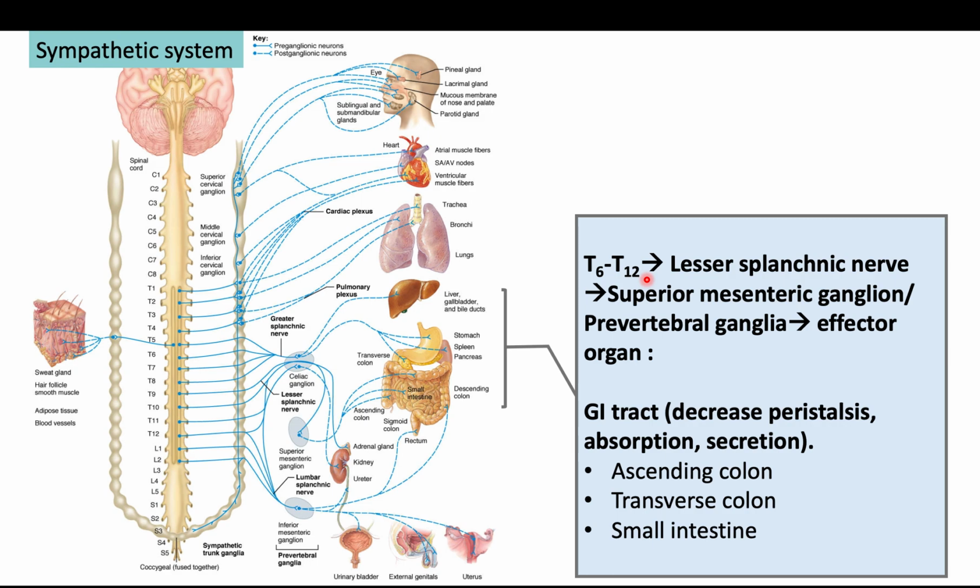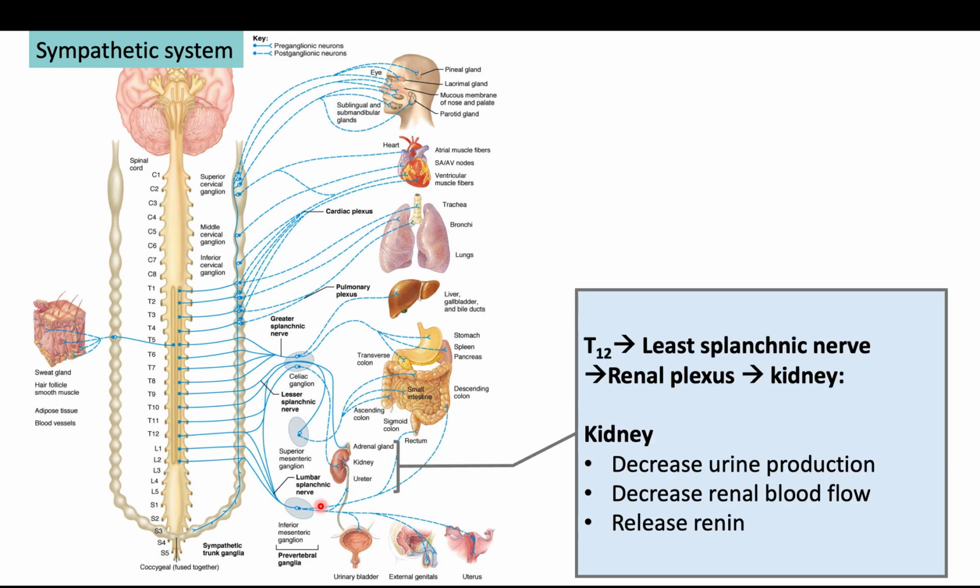And from T6 to T12, when it goes to the lesser splenic nerve, it will go to the prevertebral ganglia and go to the effector organ. For example, we have the GI tract, the gastrointestinal tract. It will decrease the peristalsis, by which it will go to the ascending colon, transverse colon, as well as the small intestine. But the descending colon will be under the inferior mesenteric ganglia. Don't get yourself confused. Okay, so the renal plexus in the kidney will decrease the urine production, decrease renal blood flow, and release renin.